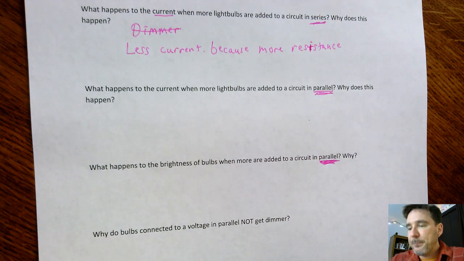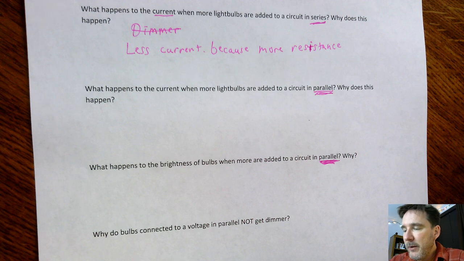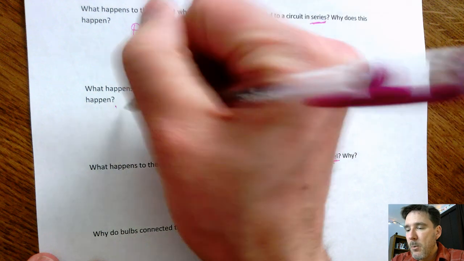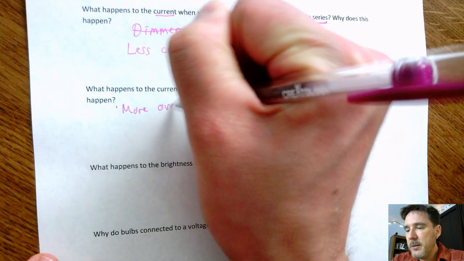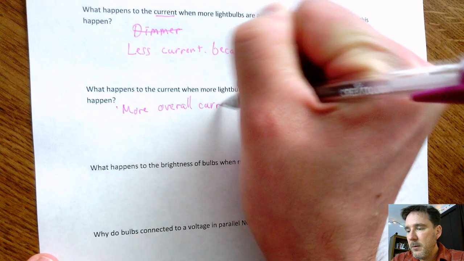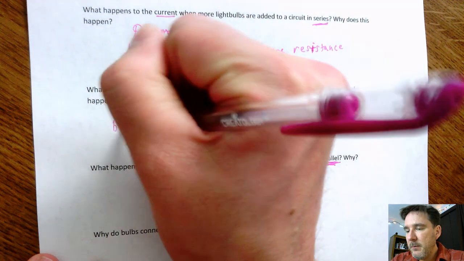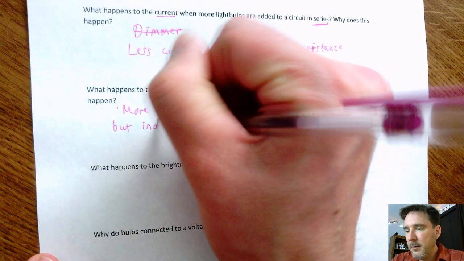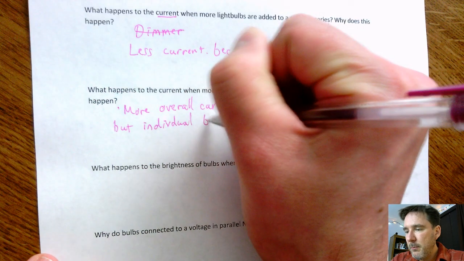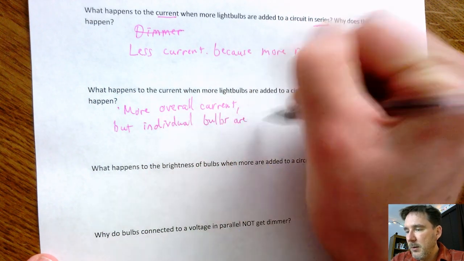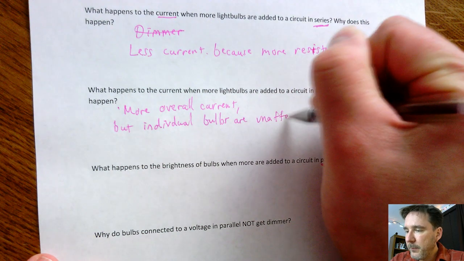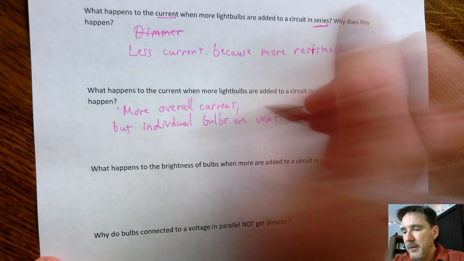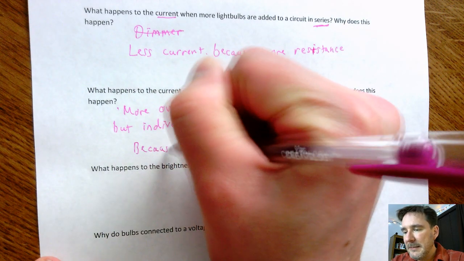Okay. So what happens when they're added in parallel? Well, actually, there's going to be more overall current. But the individual light bulbs are unaffected. Individual bulbs are unaffected. And the reason why is because there's more options.